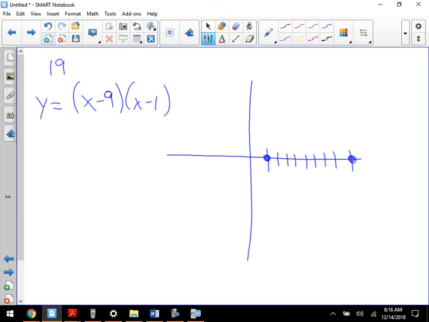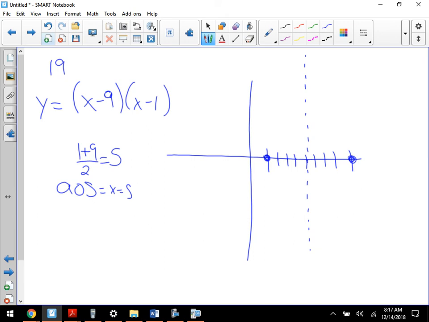Now, the axis of symmetry is always located at the halfway point of the zeros, no matter what. So what is 1 plus 9? 10. What's half of 10? 5. So that means your axis of symmetry is at x equals 5. Which therefore means that your vertex always lies upon the axis of symmetry.